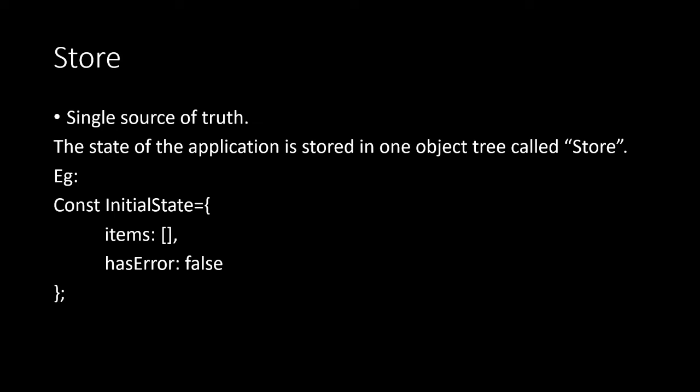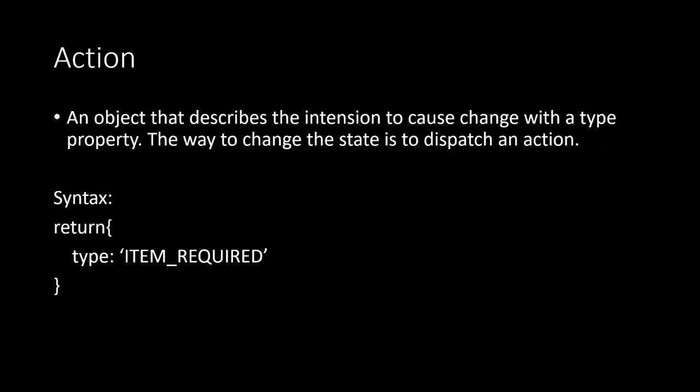So whatever piece of code we write inside our application will not change the state. To change the state, we need to dispatch an action. Action is a plain object which describes the intention to cause the change with a type property. So, however you want to cause the change, you have to dispatch an action.